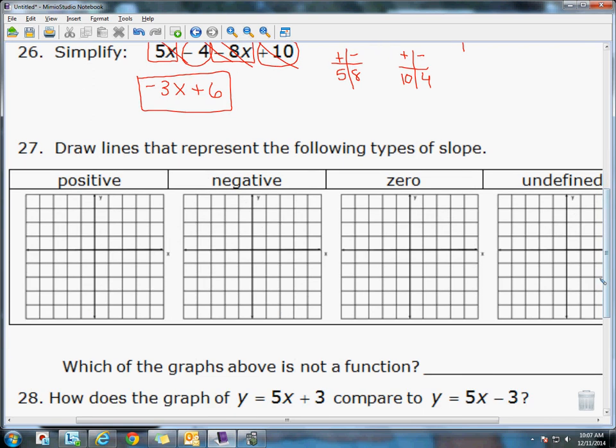27 says draw lines that represent the following types of slope. You have positive, okay, so it doesn't matter where on here you draw your line, just go straight up. Okay, you can write your name on the line. If it goes up, it's positive. Negative, anywhere on here as long as it goes down. Okay, so again, if you write your name on the line and it goes down, it's negative.